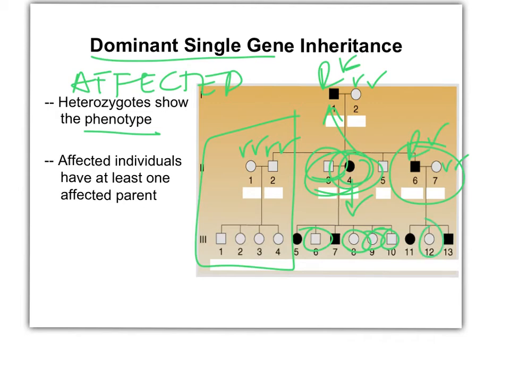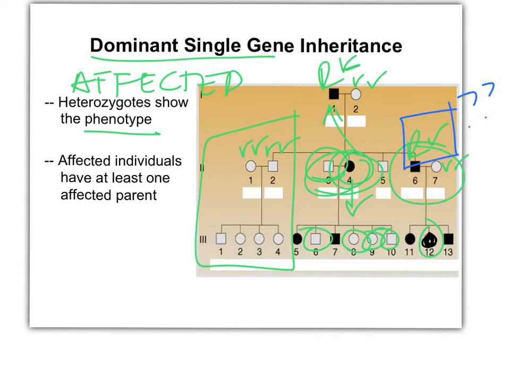Now, what would happen if that were a closed circle? Question mark, question mark. What would we know about this person? Would we know? What do we do? Panic? No, we don't panic. We think about our rules. We don't give up. We then look at the parents.